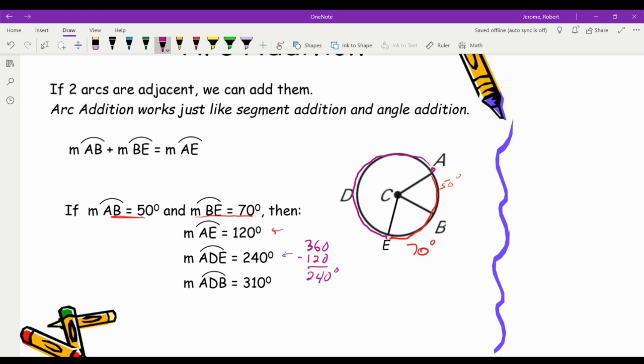And finally, we can even take a look at ADB. So start at A, go through D, and stop when you get to B. Well, it's the whole circle, not including the 50. So 360 minus 50, leaving us 310 degrees. So that would be a major arc.